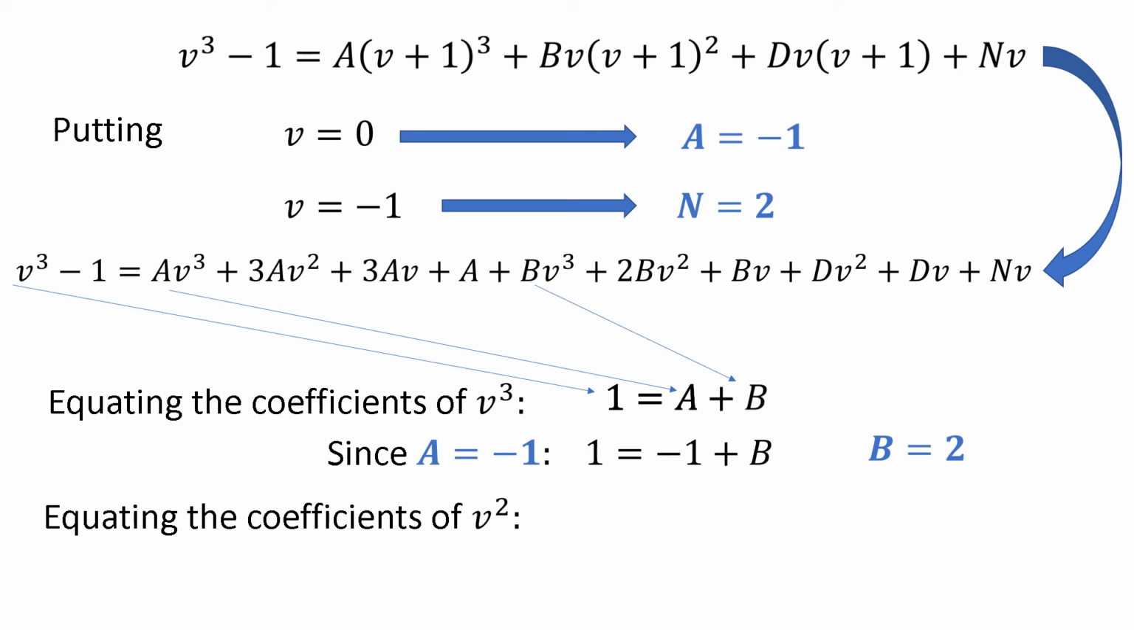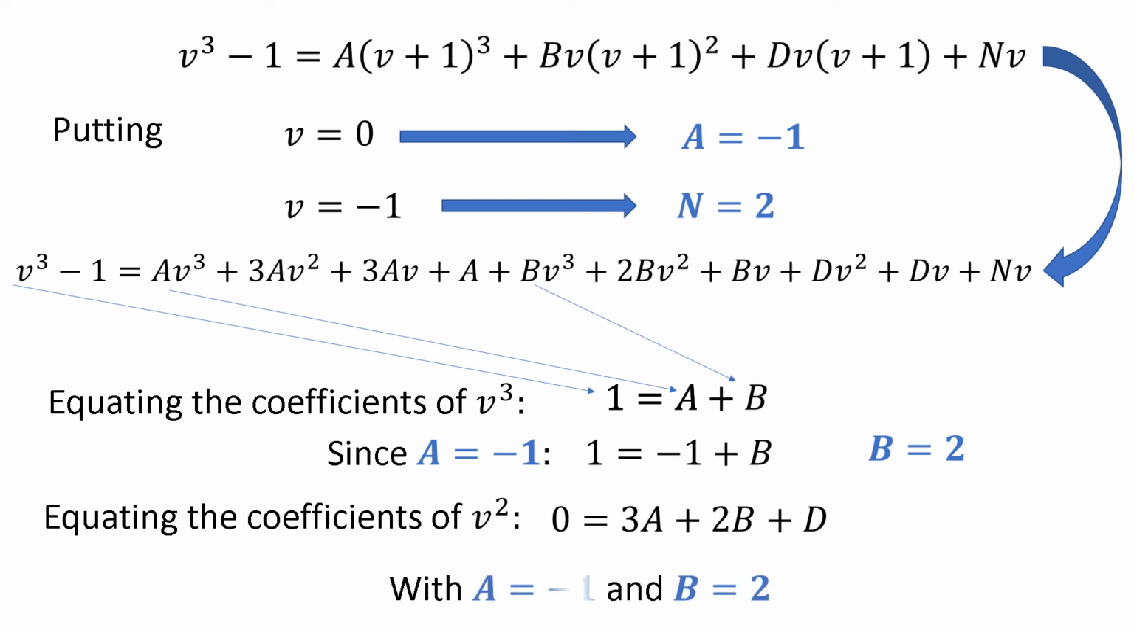If we equate the coefficients of v squared, it means the coefficient of v squared on the left side of the equation must be equal to the coefficient of v squared on the right side of the equation for identity. On the left side, we do not have a v squared, so that will be 0. And on the right side, we have 3A plus 2B plus D. Since we know the value of A, which is -1, and B is +2, we now can solve for the value of D, which is -1.